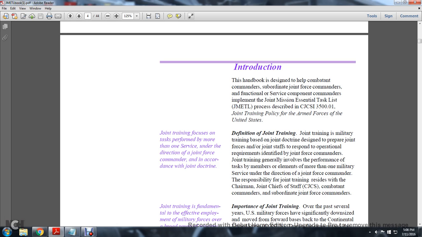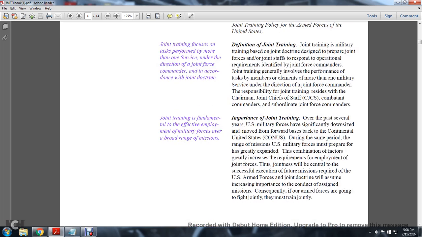Joint training is military training based on joint doctrine, designed to prepare joint forces and joint staffs to respond to operational requirements identified by the joint force commanders. Joint training generally involves the performance of tasks by members of elements with more than one military service under the direction of a joint force commander. The responsibility for joint training resides with the Chairman, Joint Chiefs of Staff, or CJCS, combatant commanders, and subordinate joint force commanders.